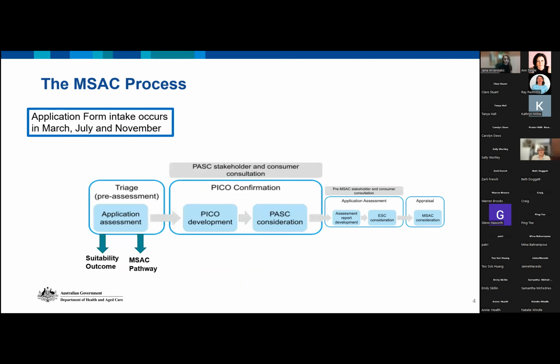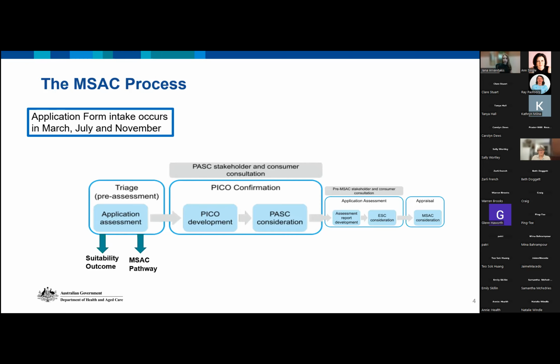So once the department has received the completed application form, it enters what we call the pre-assessment phase of the MSAC process. This is where the application's suitability to commence the MSAC process is assessed. This involves the department confirming that the health technology is eligible for funding by the nominated funding program, most commonly for MSAC, that is the MBS, and that it is necessary or feasible to conduct a health technology assessment to inform a government decision about the proposal or funding. So once it is established that an application is suitable, the pathway through MSAC assessment is determined.